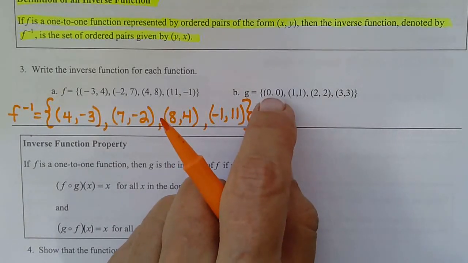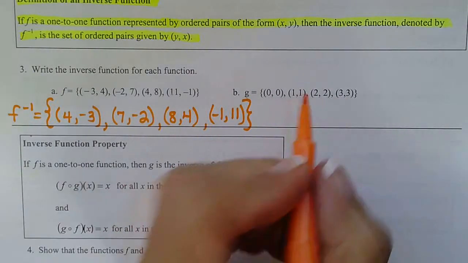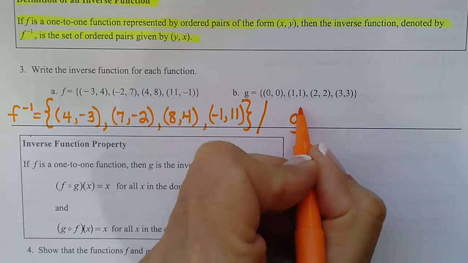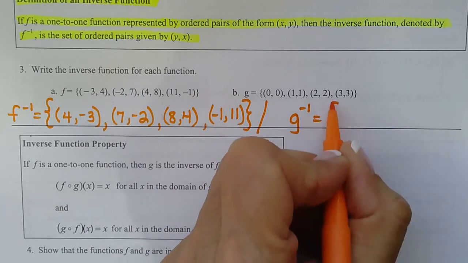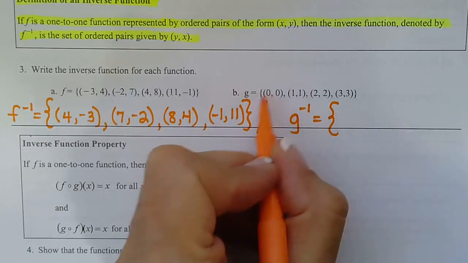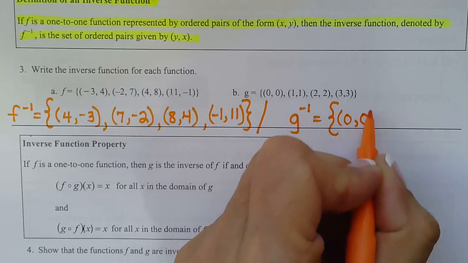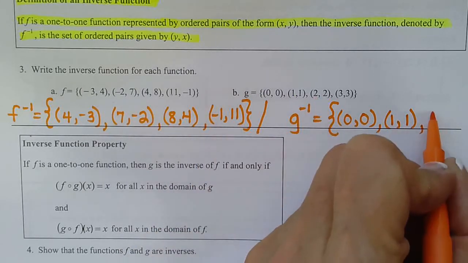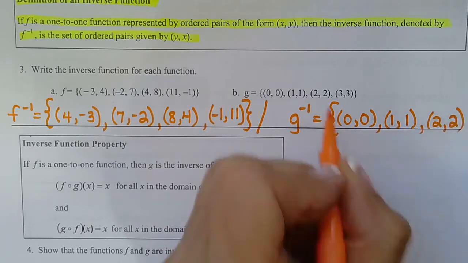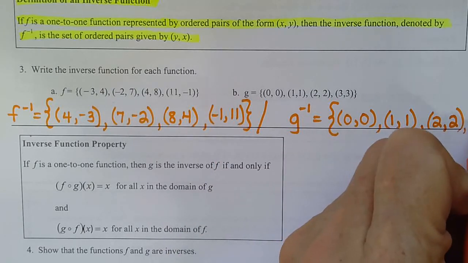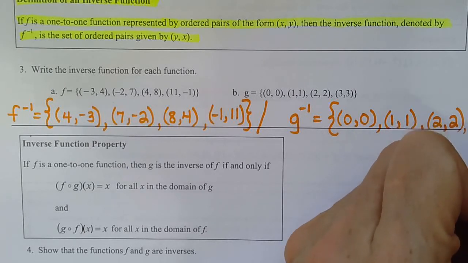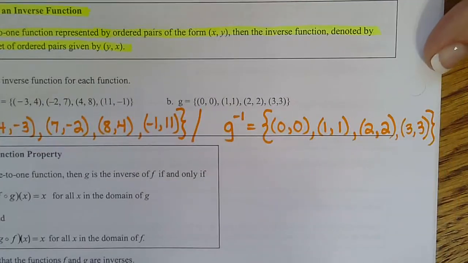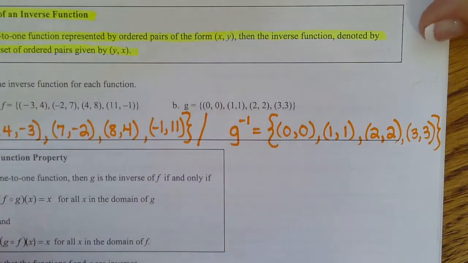So G, we have (0, 0), (1, 1), (2, 2), (3, 3). So it's a function. That means it has an inverse. So G inverse, or inverse of G, is going to be, switch that point around, whoa, it's still (0, 0). Switch that point around, whoa, still (1, 1). Still (2, 2). Still (3, 3). So do you know what that means? This function is its own inverse. So when you go to draw the inverse, they would lie right on top of each other.